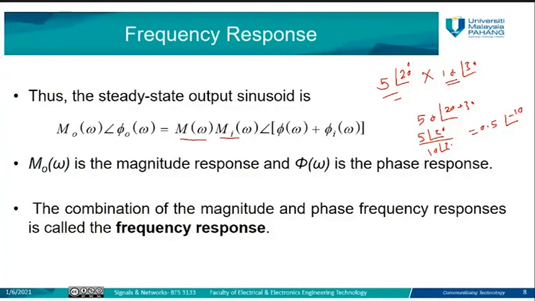The combination of the magnitude and the phase is called the frequency response. That means the frequency response consists of two main parts, one related to the magnitude and the other related to the phase. Later, when we draw or sketch the Bode plot, we are going to represent two graphs: one graph for the magnitude, and another graph for the phase variation with respect to the frequency.